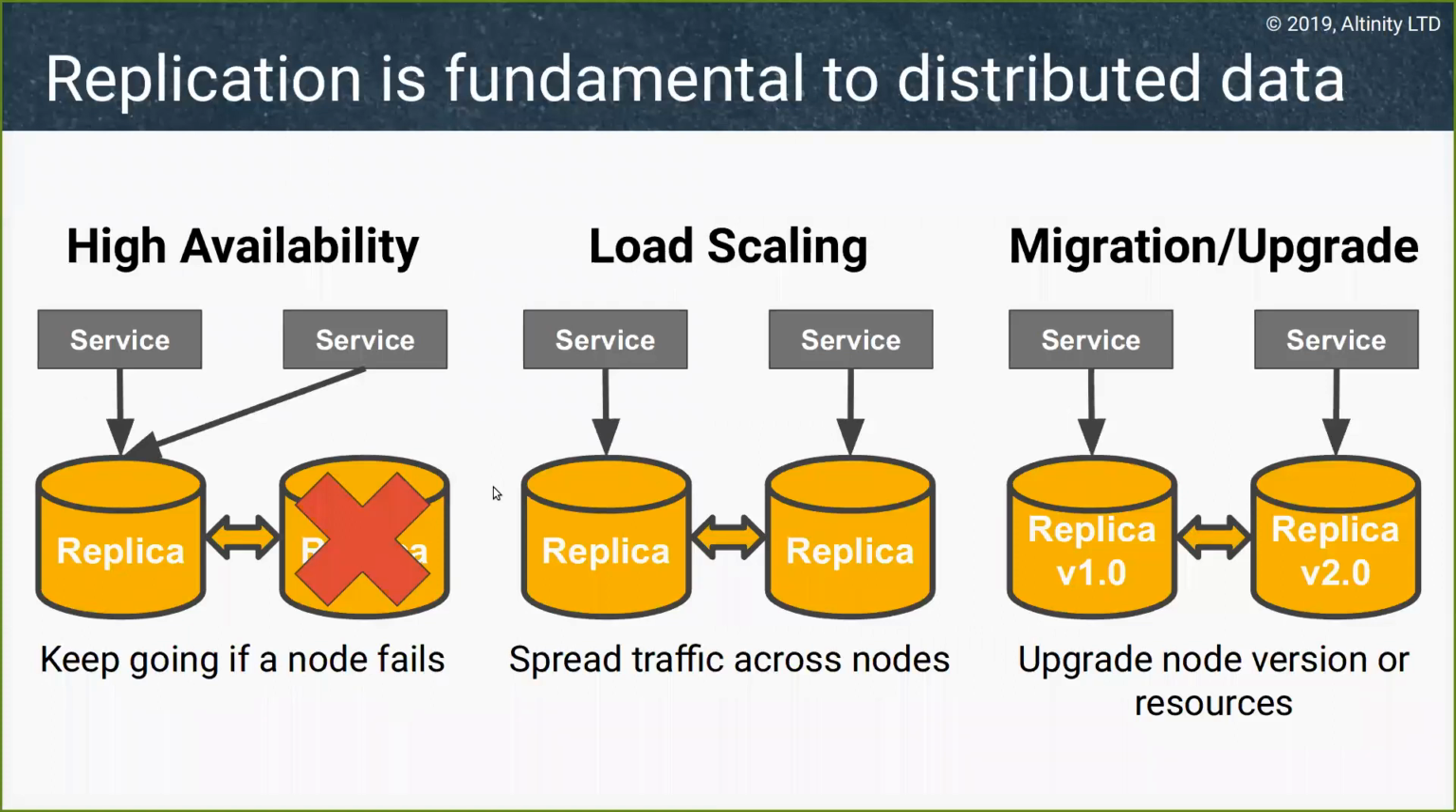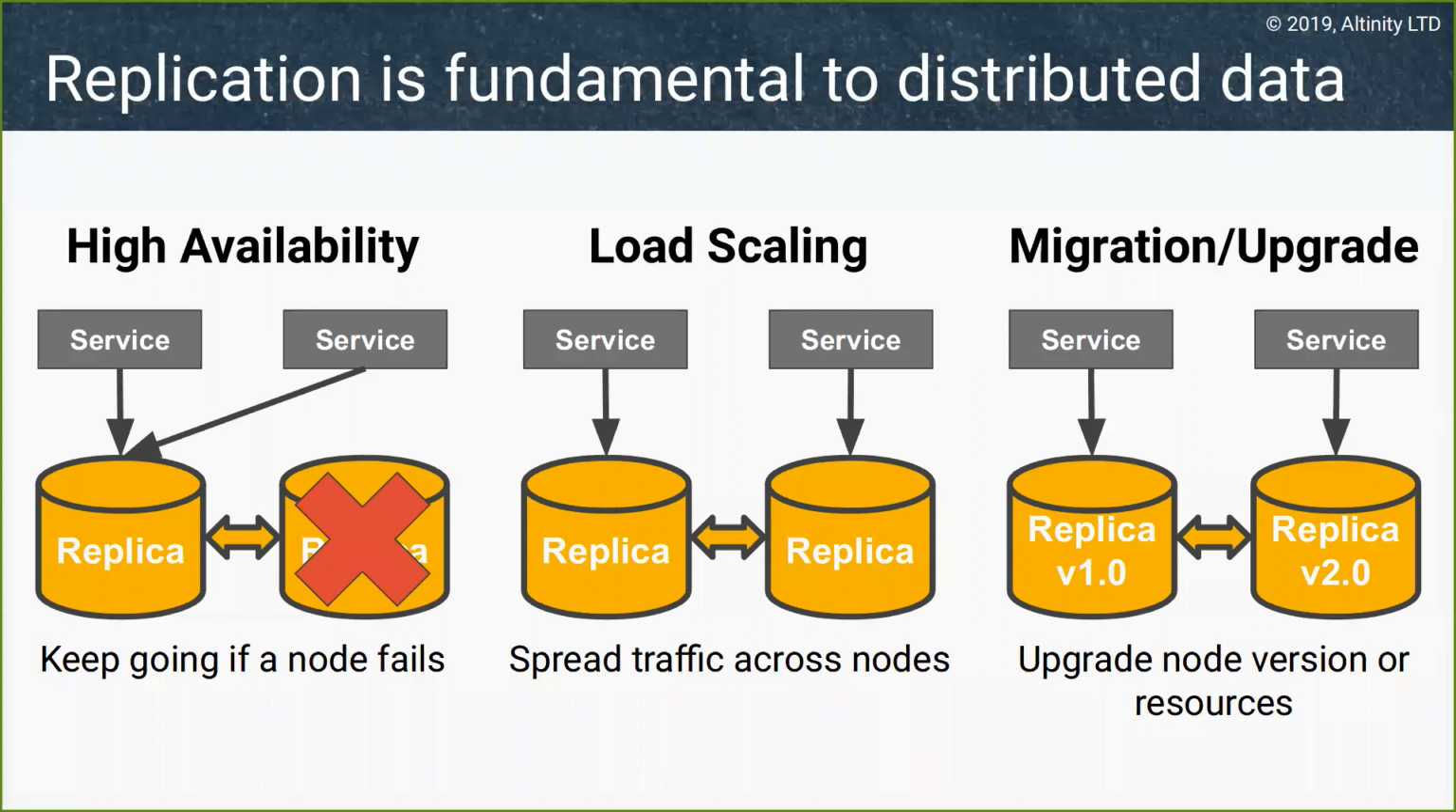So let's have a quick look and just talk about replication in general. This is a technology that's fundamental to any system that manages distributed data. And what we mean by replication is that we have a copy of data in one place and we're going to make copies of it in other locations. Traditionally, replication has helped solve three major kinds of problems. The first is high availability.